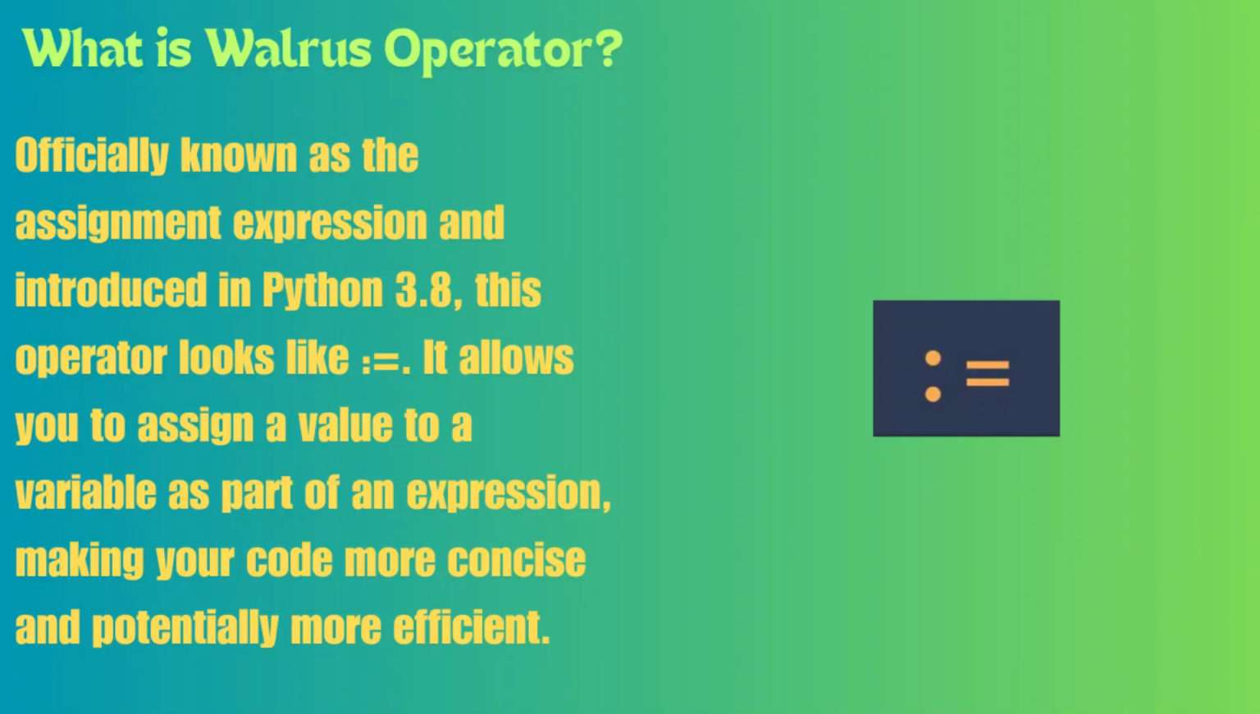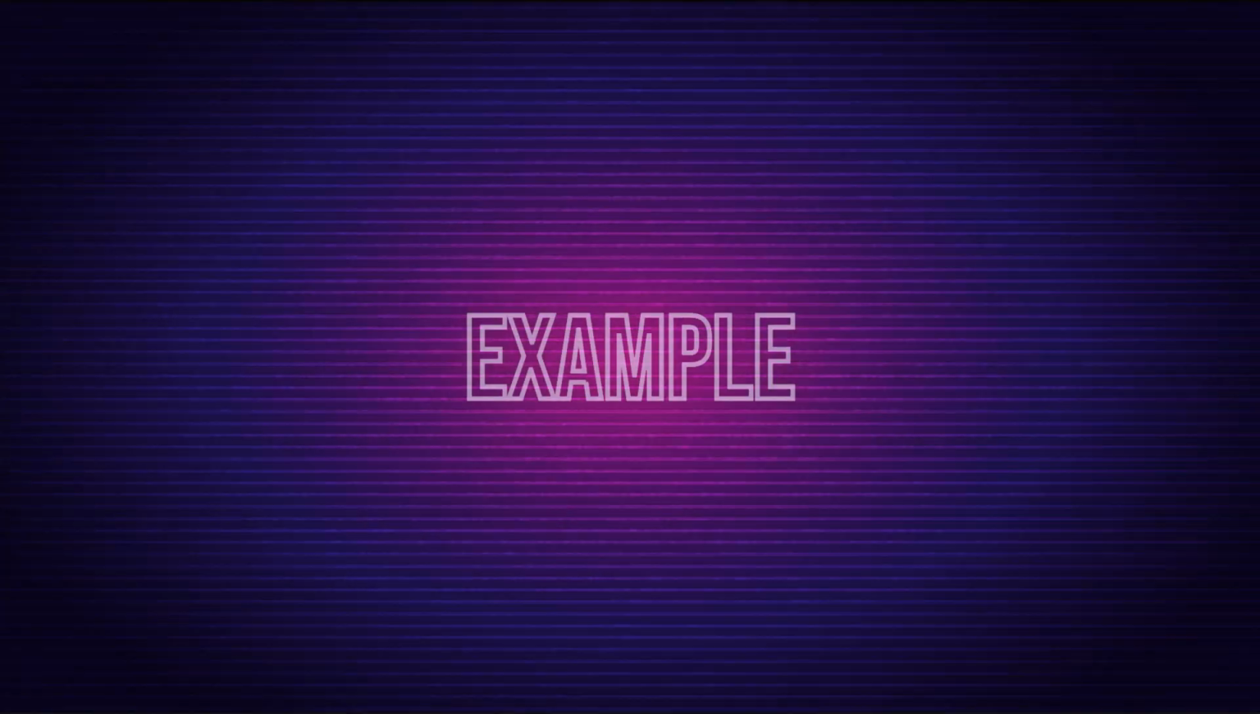So the Walrus Operator, officially known as the assignment expression and introduced in Python 3.8, looks like this. It allows you to assign a value to a variable as part of an expression, making your code more concise and potentially more efficient.